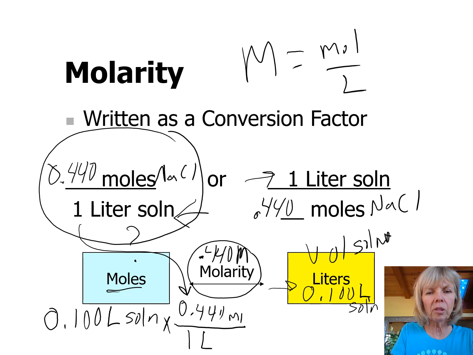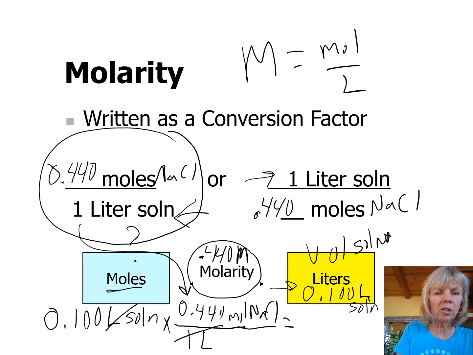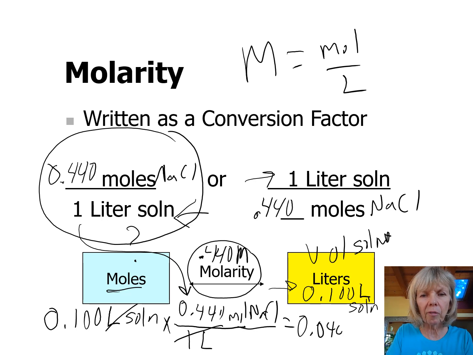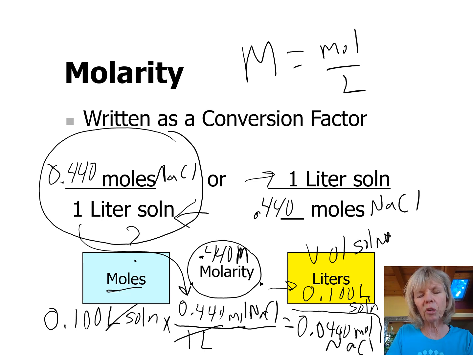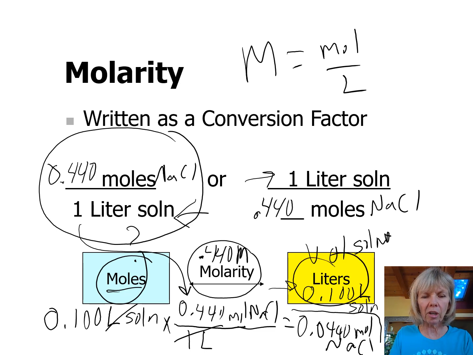0.440 moles of sodium chloride would be at the top. Then our liters will cancel. 0.1 times 0.440 gives me 0.0440 moles of sodium chloride, which is what you found in the other problem. That's what you were given, but this is just showing you we could actually calculate using molarity to determine either moles or liters of your solution.